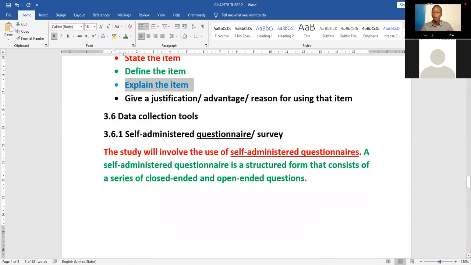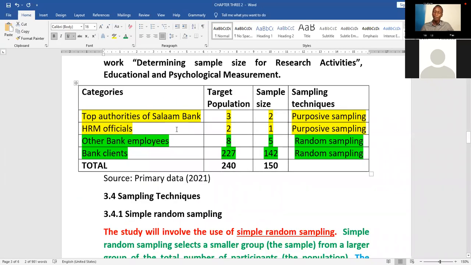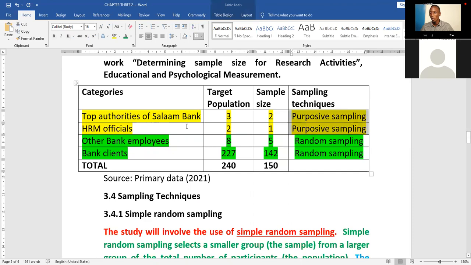Which category of people are you going to distribute these questionnaires to? Come back to this table. We're going to interview some people, and give questionnaires to the other people. Where you have a small number, you can interview them, especially where we have purposive sampling. We're going to interview top authorities of the bank and human resource officials, because the numbers are very small. But where you have 5 or 145, these are big numbers.